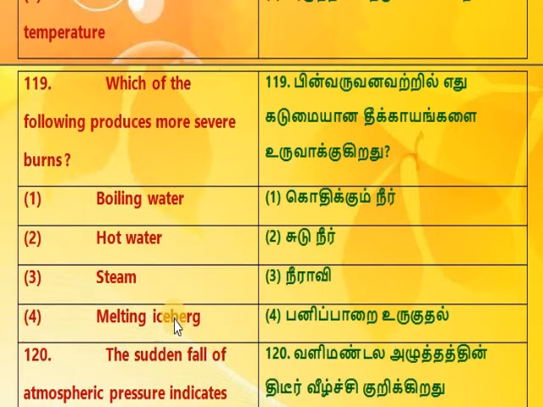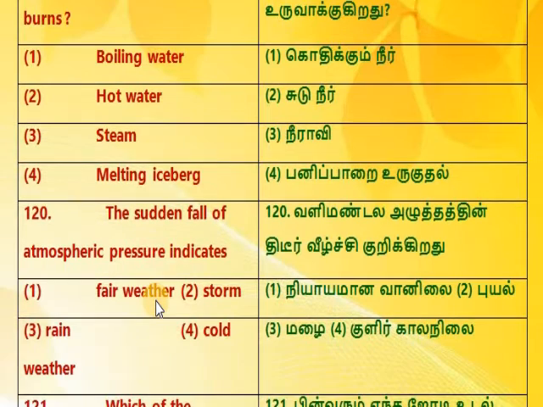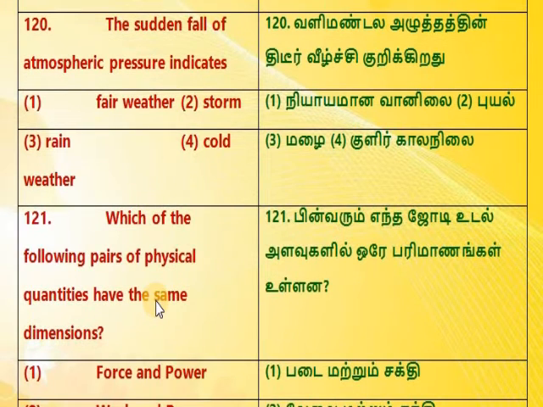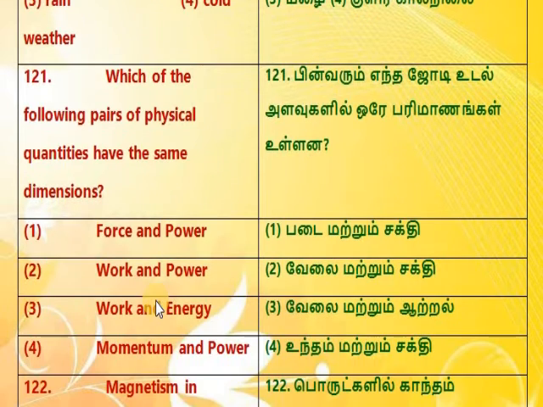119. Which of the following produces more severe burns? 1. Boiling water, 2. Hot water, 3. Steam, 4. Melting iceberg. 120. The sudden fall of atmospheric pressure indicates: 1. Fair weather, 2. Storm, 3. Rain, 4. Cold weather.